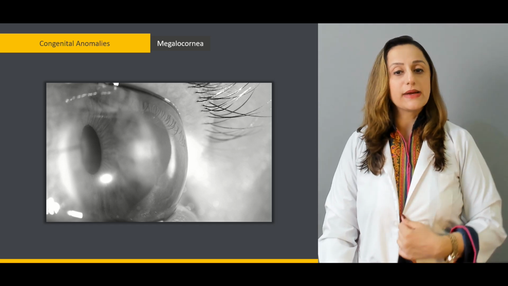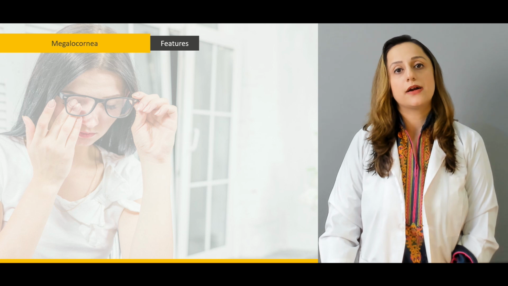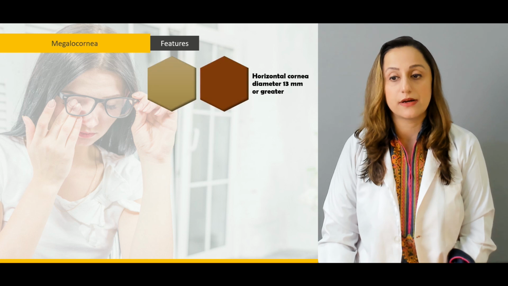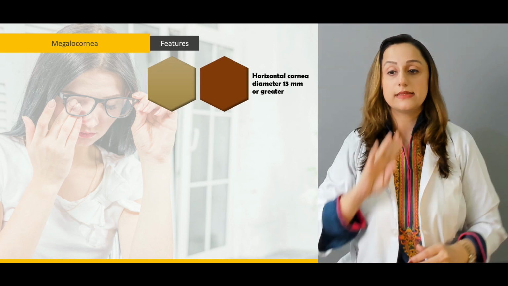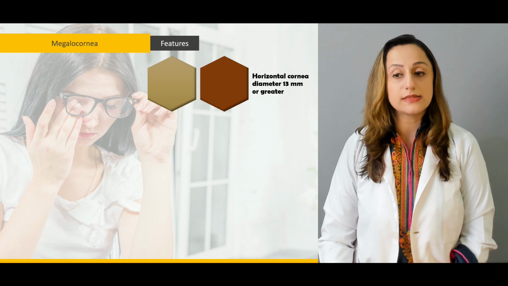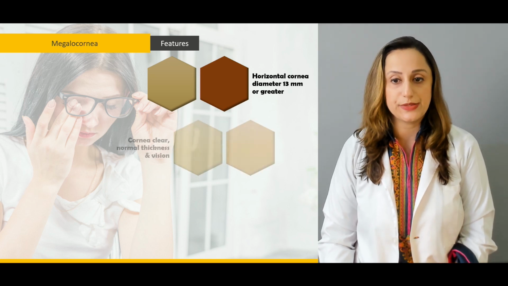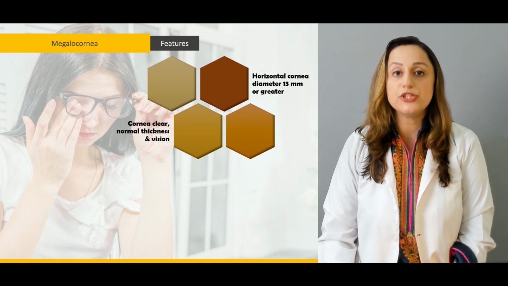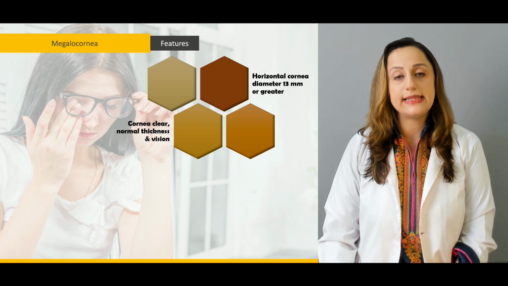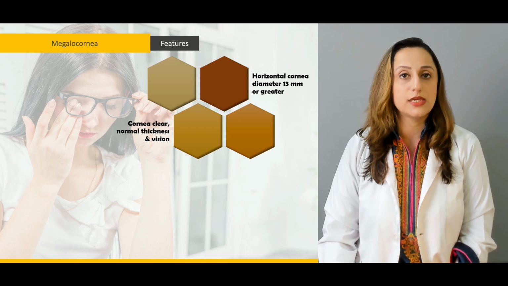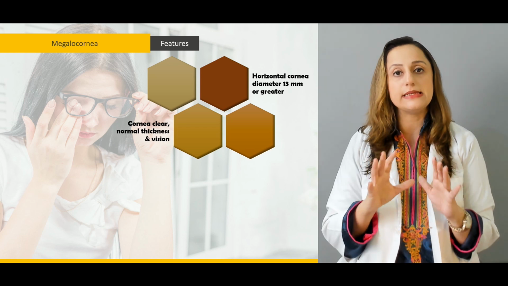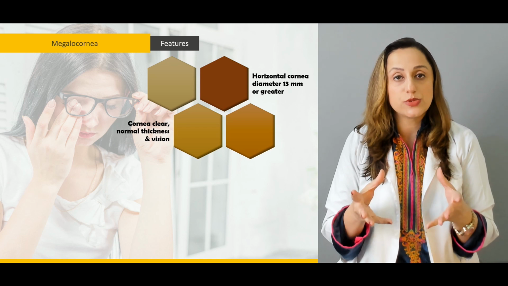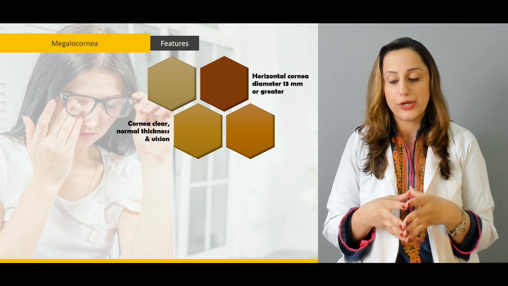So in these cases of megalocornea, the signs and symptoms that are particularly noticeable are the horizontal corneal diameter, which is almost 13 millimeters or greater. The normal diameter of the cornea, I would like you to appreciate, is almost 11 millimeters in a normal individual at the age of 2 years. So you have to keep this comparison in your mind whenever you are diagnosing an individual with megalocornea.